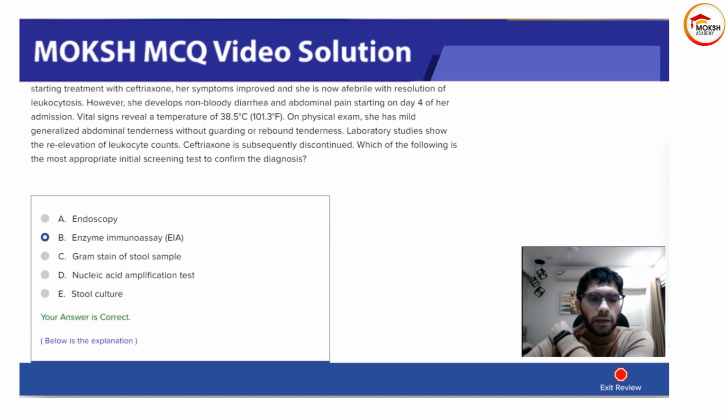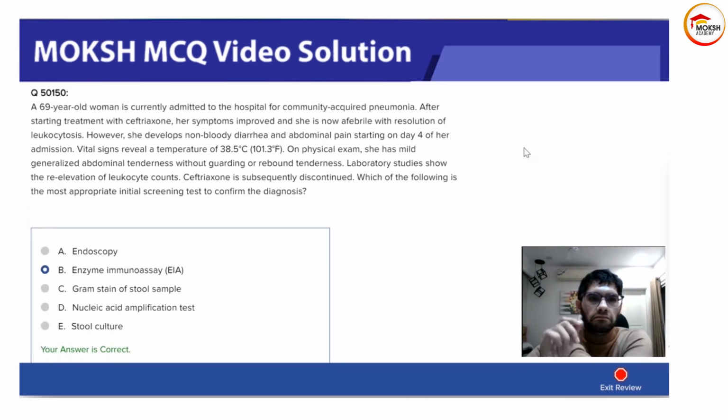But usually the answer is an enzyme immunoassay. Of whatever I have seen, the answer is this only. That could also be the answer, but we don't do that. I would like to see the question, though. There might be some particular hinge to the question.